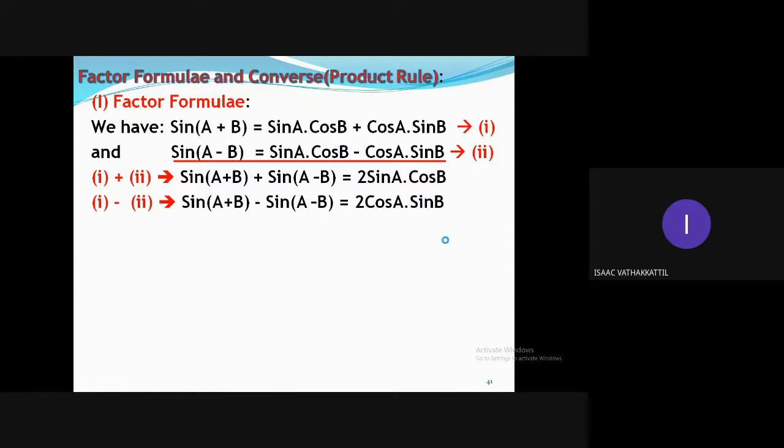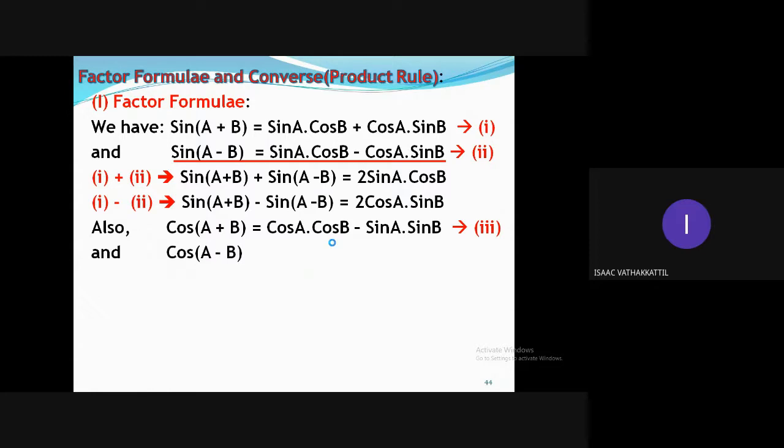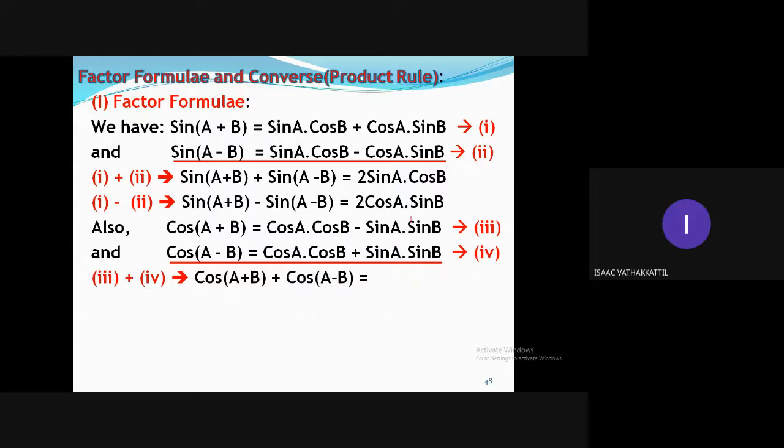And again we have cos(a+b). What is cos(a+b)? Cos a cos b minus sin a sin b, and cos(a-b) is cos a cos b plus sin a sin b. When you add these 3 and 4, sin a sin b cancels, and you get 2 cos a cos b.